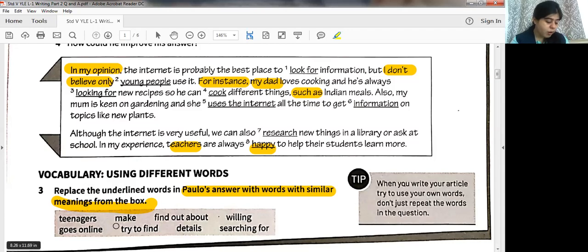Next, goes online. We can replace it with number 5, that is uses the internet. So you will write number 5 over here down. Next, try to find out. So, look for. So instead of using these similar words from the question, students, you all can use this increased vocabulary. So it is number 1.